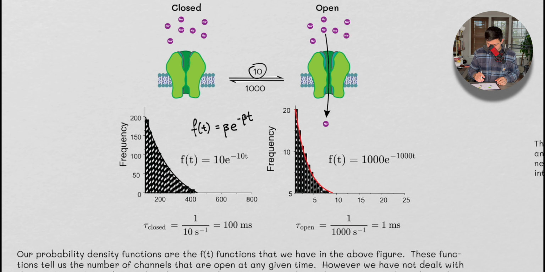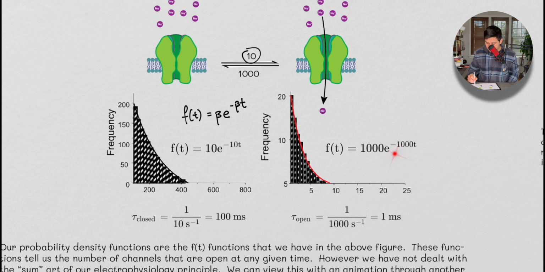We don't really have to look at this too much in depth, but we can graph these functions. When we graph them, they look like this, right? So initially, in the closed state, we have, say, 200. We start off with 200 proteins, 200 closed proteins, and then there become less and less closed proteins over time. Here, less and less open proteins over time.